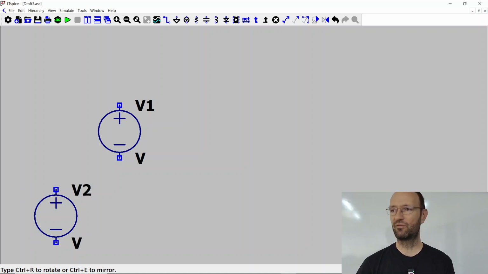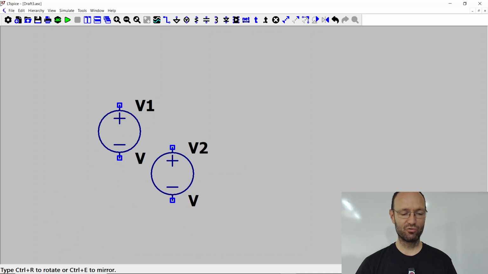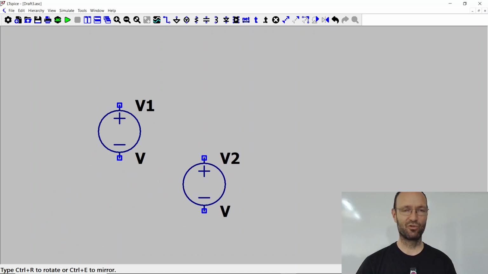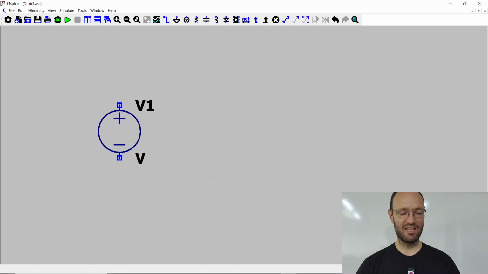But mirroring for the voltage source does not really do something meaningful because it's a bipole element, just two terminals. If you have a transistor, for example, then of course mirroring does something useful. Okay, and if you don't want to have another voltage source, which we don't want here, you press Escape on the keyboard and then you will get out of this mode. Okay, so now we have placed a voltage source.